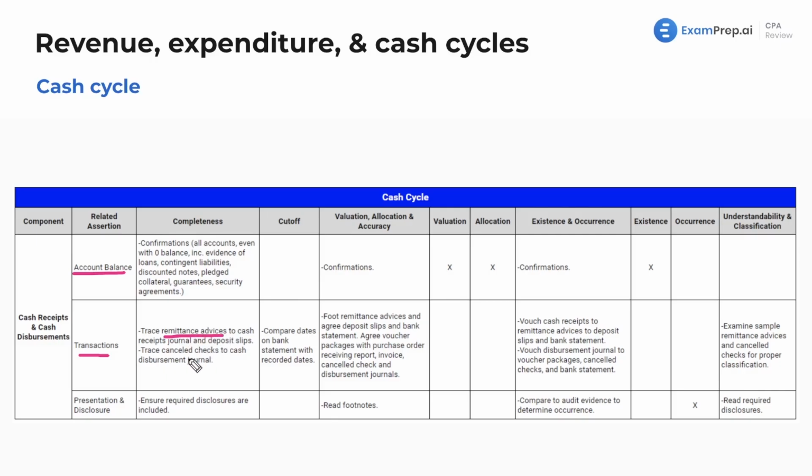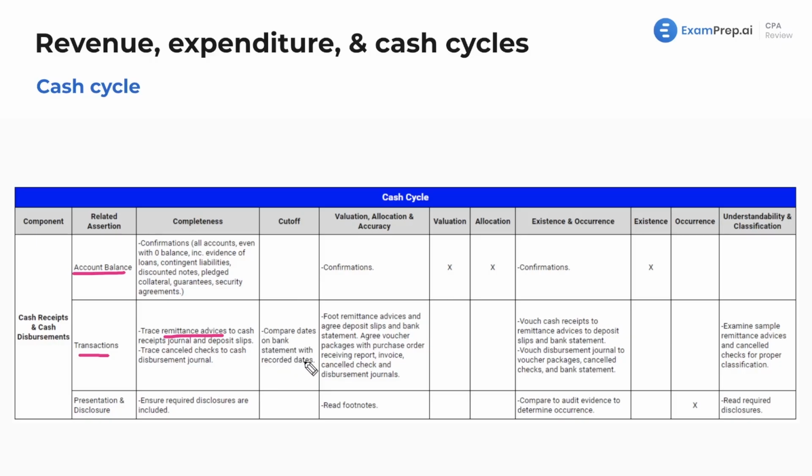We can also trace the canceled checks to the cash disbursement journal. Once we pay someone, right, with a check, we are going to be able to confirm that checklist with the cash disbursements journal. That's going to be what we paid out. When we're worried about cutoff, we're going to compare dates on the bank statement with recorded dates.